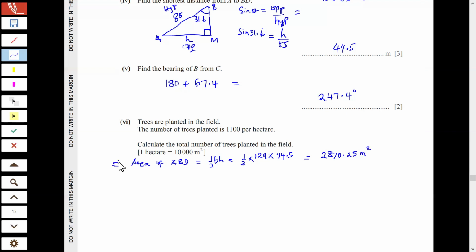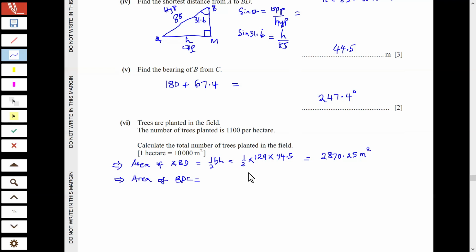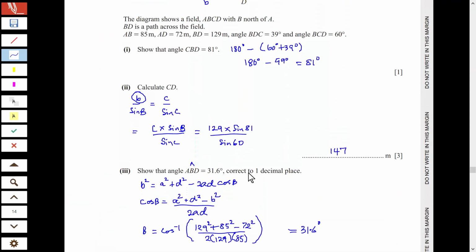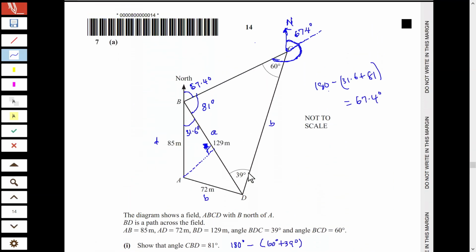So that's for the area of the first triangle. Now, the area of the second triangle, which is triangle BDC, is going to be area of BDC. This time around, we're going to use half AB sine theta. The formula for calculating the area of a triangle is half AB sine theta, which means we will make use of this side, B, and also the side A and the angle 39 degrees. So let's go back to the question.